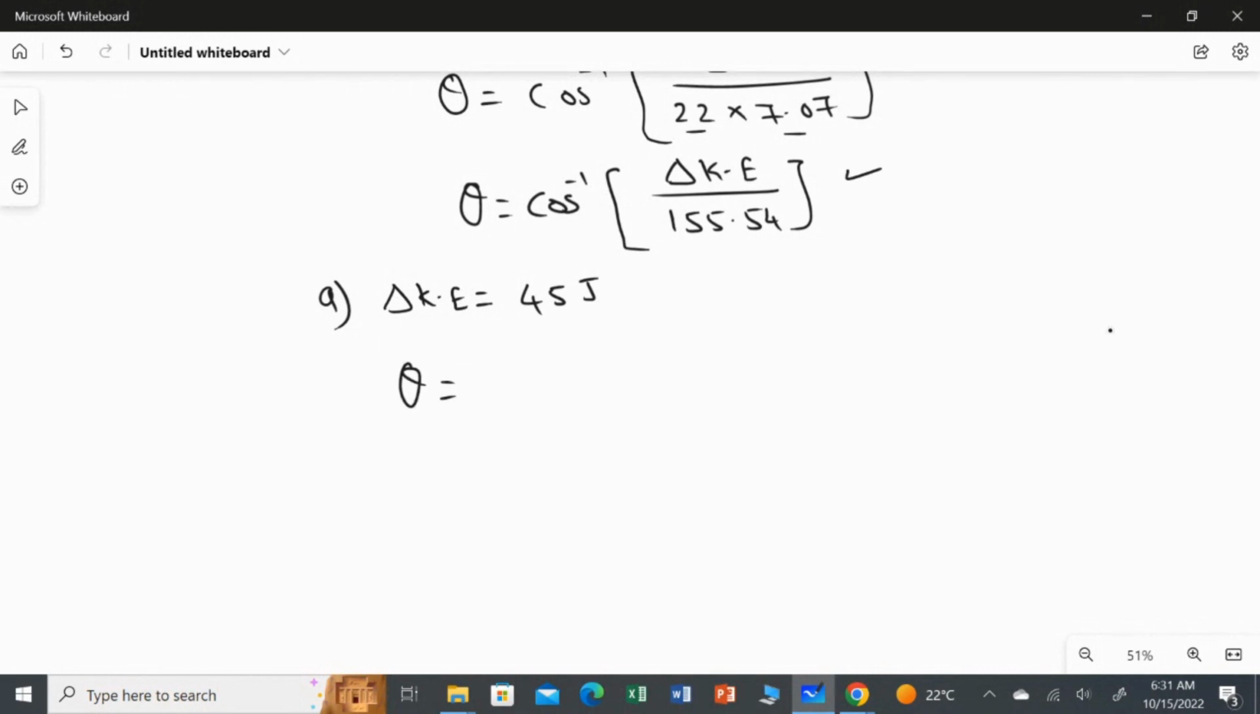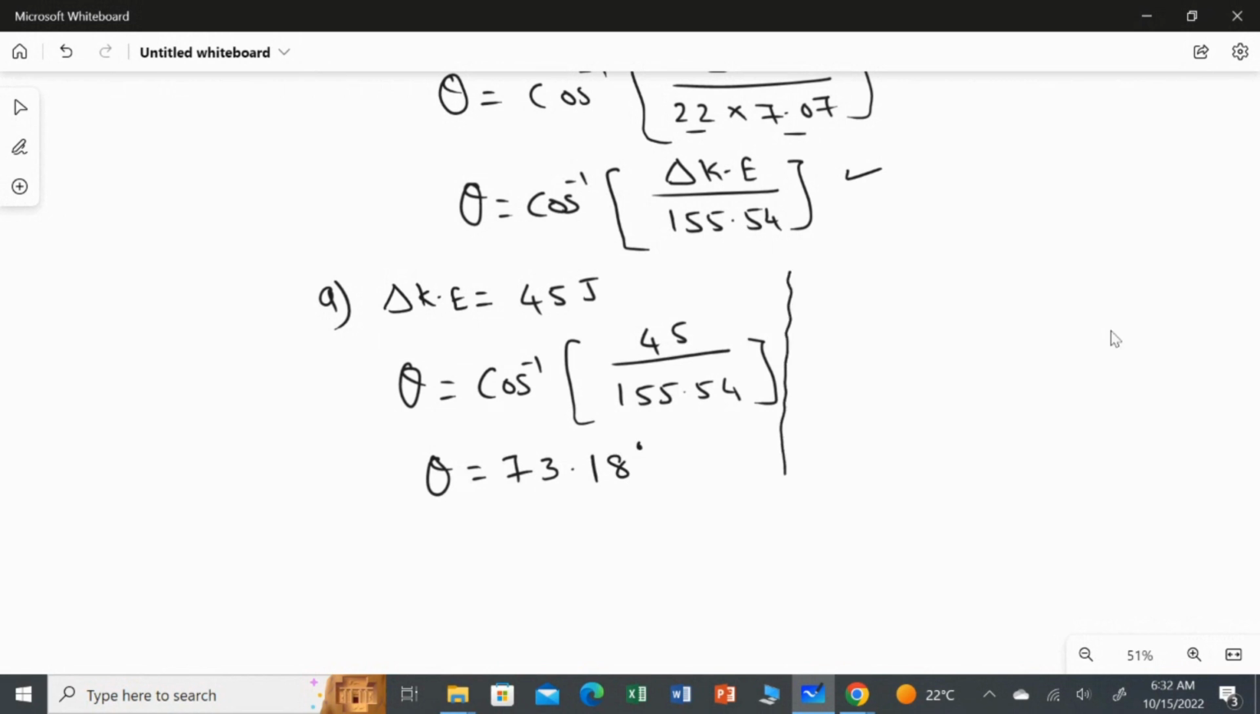So I have to take this value and substitute it here. By that, theta is equal to cosine inverse of 45 over 155.54. So what will be the equation? Cosine inverse of 45 over 155.54 gives the answer of 73.18. So what's the angle? 73.18 degree. So this is the answer for the first part.